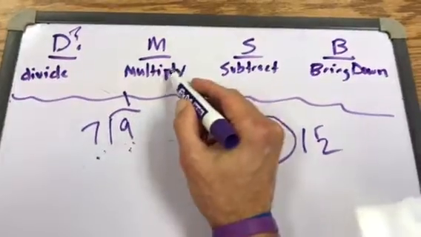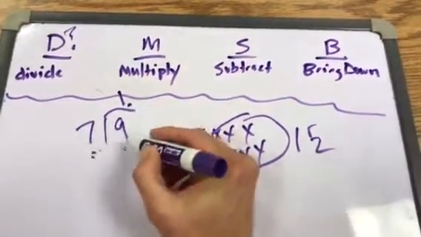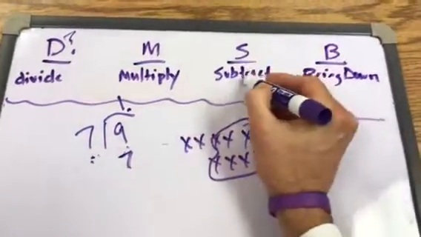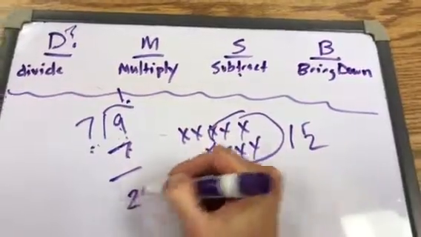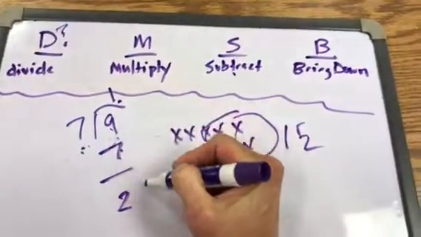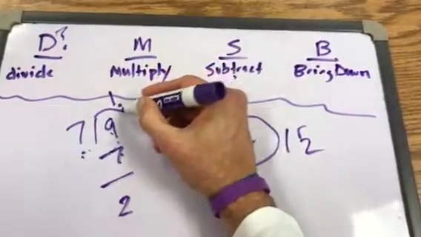And so the next step is multiply, and you multiply what you write on top, 1 times the 7. You write it underneath. Next step is subtract. 9 minus 7 is 2. And then if there was anything to bring down, we would bring it down and put it right beside our remainder, but there's not. And so we would have 1 R 2.